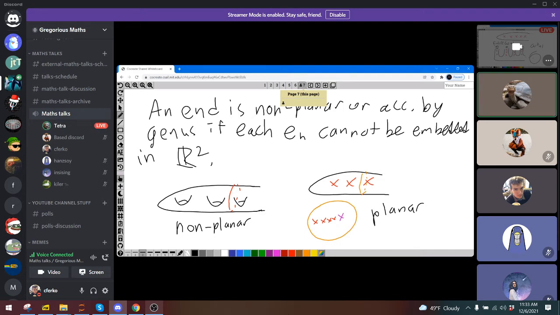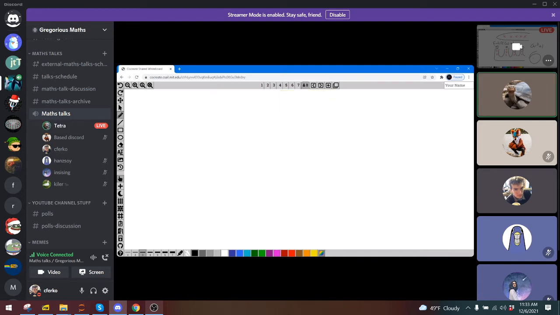But first, before we talk about that, I just want to say a few things about this topological space, the end space. It's compact. It is totally disconnected.